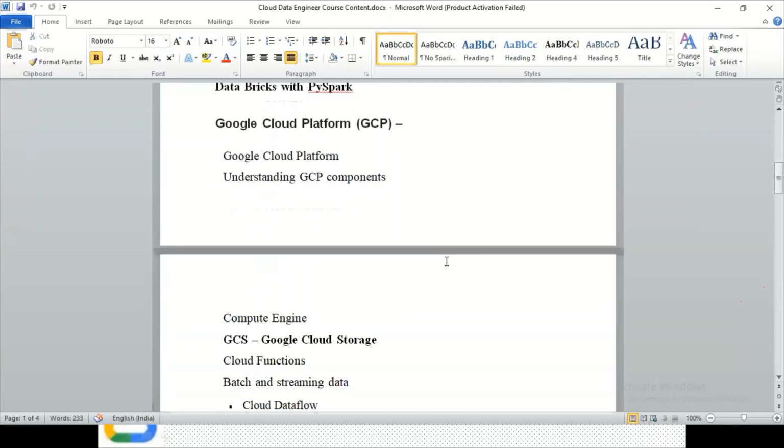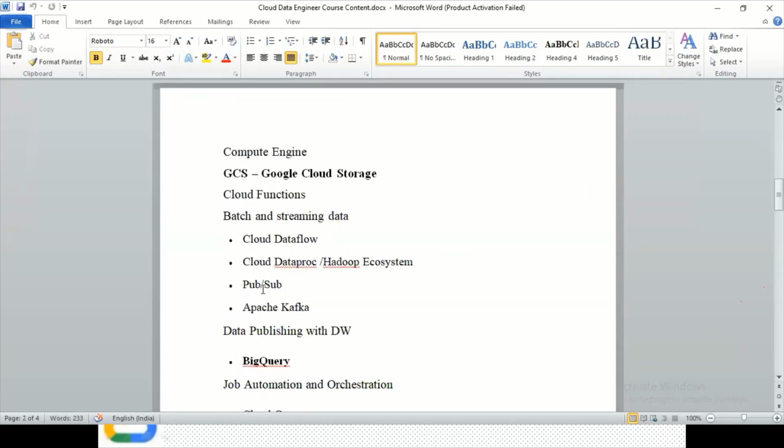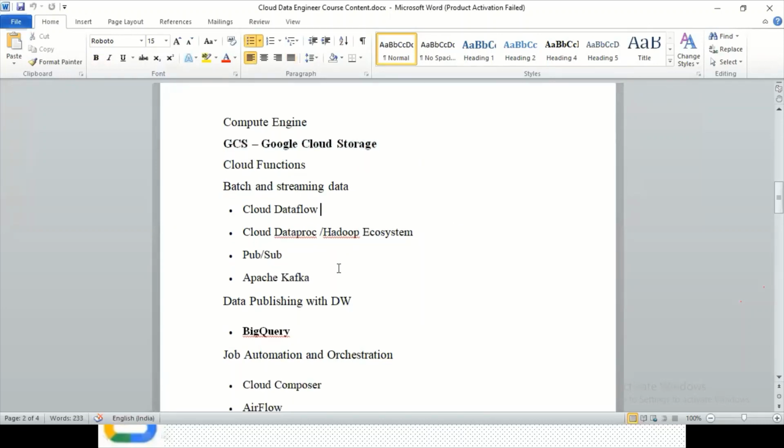Then we will start with GCP. Especially in GCP, we will deal with four or five tools. One is GCS, Google Cloud Storage, and BigQuery. Along with that, we have other tools like Dataflow, Dataproc, PySpark for processing the data, and Kafka and Pub/Sub for collecting the streaming data.